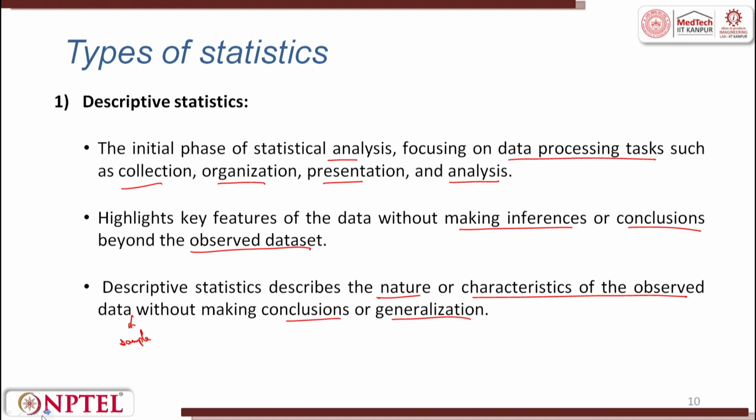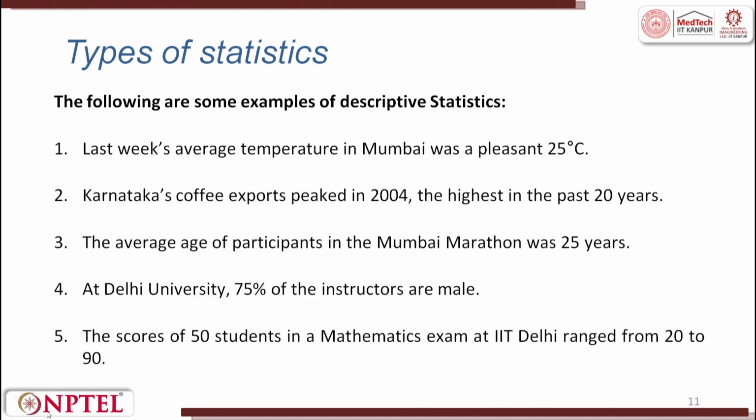These statements are some examples of descriptive statistics. Last week's average temperature in Mumbai was a pleasant 25 degrees centigrade. Karnataka's coffee exports peaked in 2024, the highest in the past 20 years. So, this is presentation of data in text form.